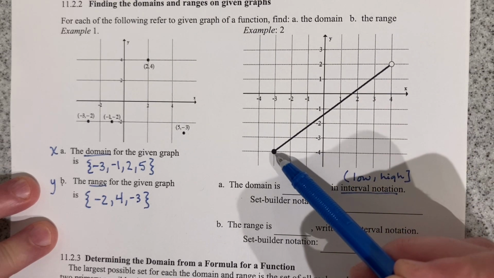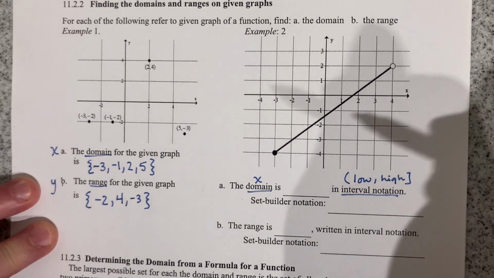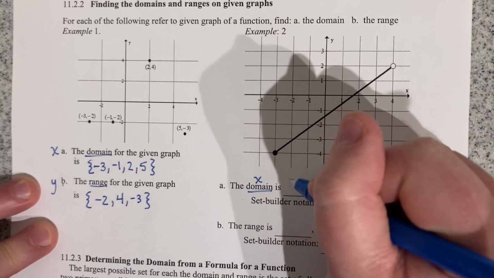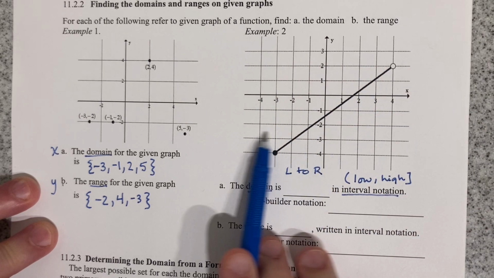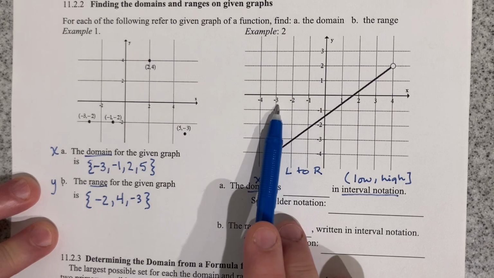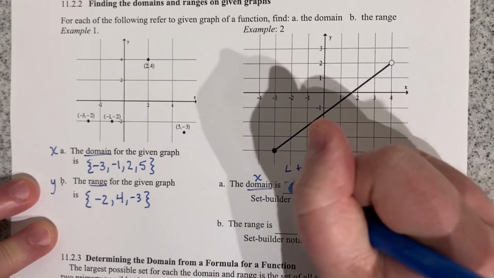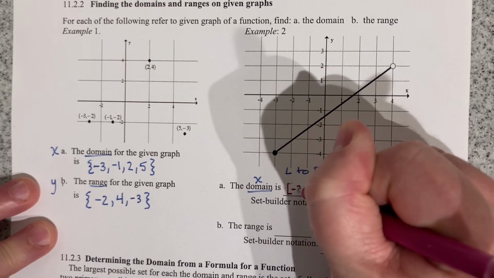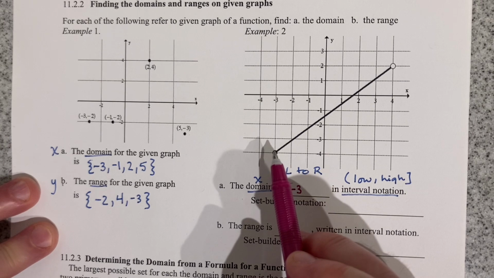So in this case, domain is still x values. I need the lowest x value and the highest x value. So it's like we're going left to right. The leftmost x value is -3. This has a filled in point, so we're going to use a square bracket on that. So the lowest x value is -3, and we can touch that lowest x value.